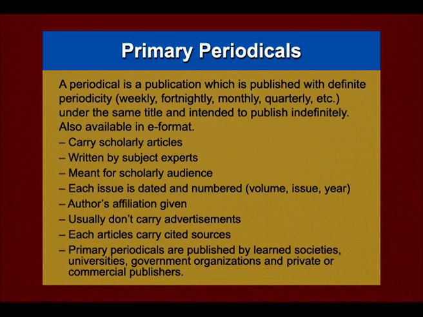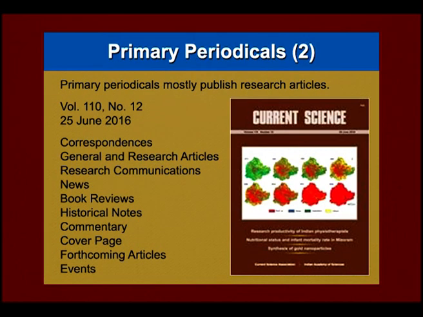Authors' affiliations are given. Usually they don't carry any advertisements. Each article is cited, which is very important, and they are published by a normal publisher or by societies or academic institutions. Current Science is an example of that. You can see that it carries many types of documents, all of which are primary in nature.